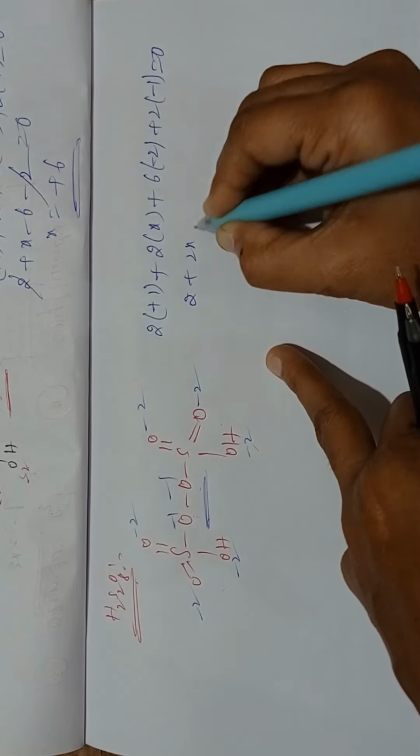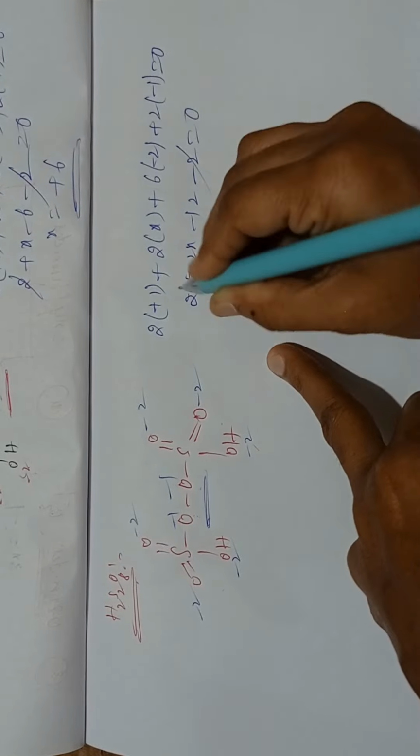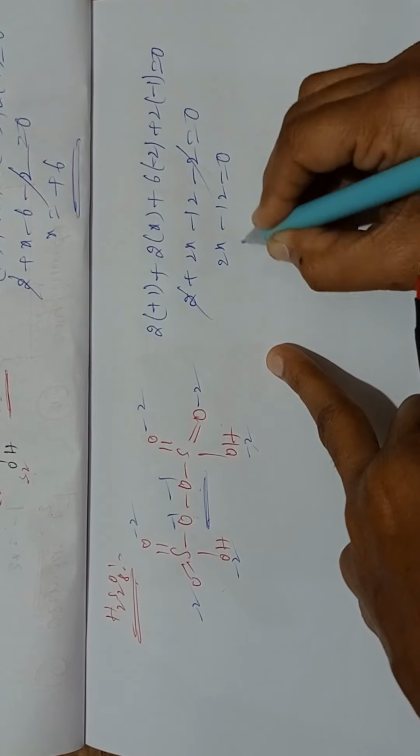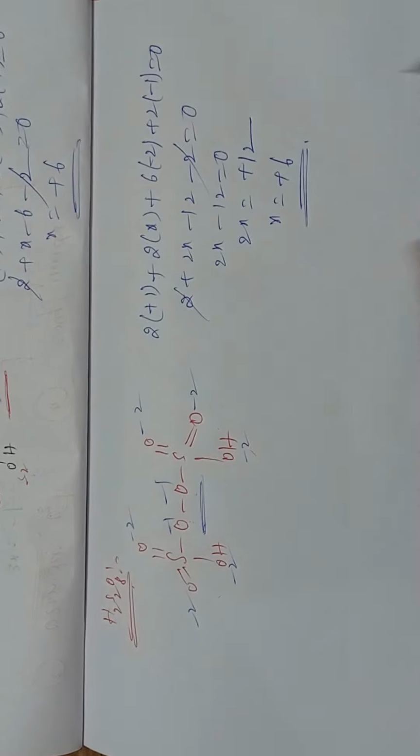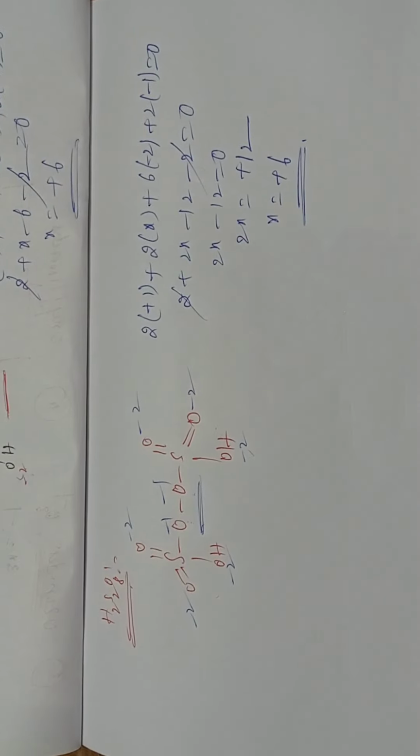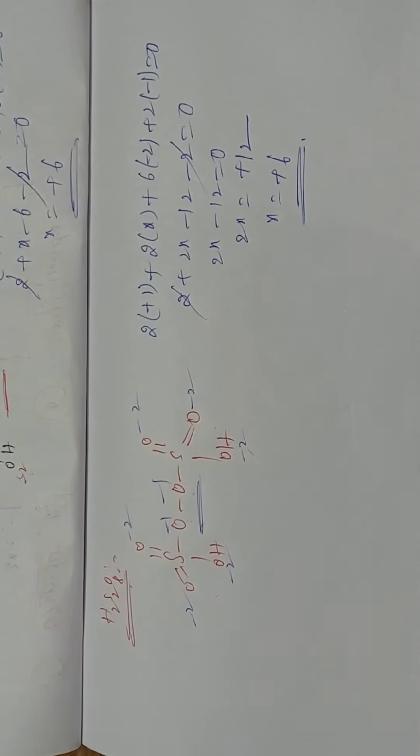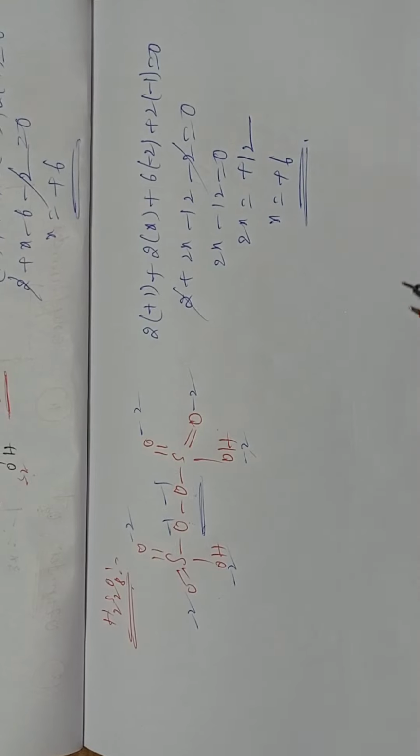Then 2 plus 2x minus 12 minus 2. This one cancels. 2x minus 12 equal to 0, 2x is equal to +12, x is equal to +6. This is the oxidation number of sulfur in H2S2O8. Understanding, students? This is the special case in the case of peroxy linkage.